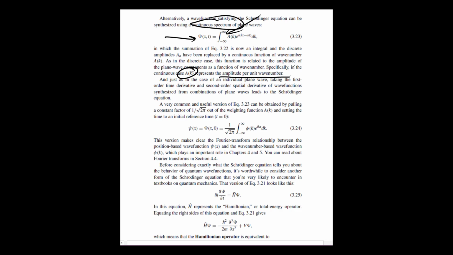So, just like for individual plane waves, if we take the first order time and space derivatives, we can get to the Schrödinger equation for this packet of waves instead of an individual wave. One thing that's going to be useful later is to pull a factor out of that A. We're going to call it phi of k now because we've changed it by pulling this 1 over the square root of 2 pi out of that A. So this function differs by a constant from A of k. We do that because of the Fourier transform relationship we're going to get into in chapter 4.